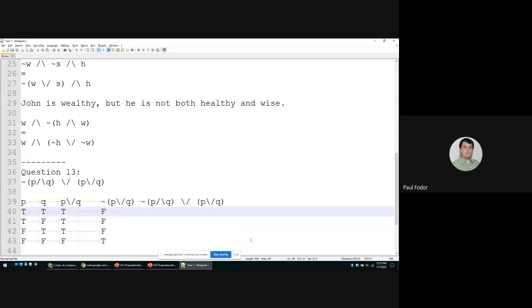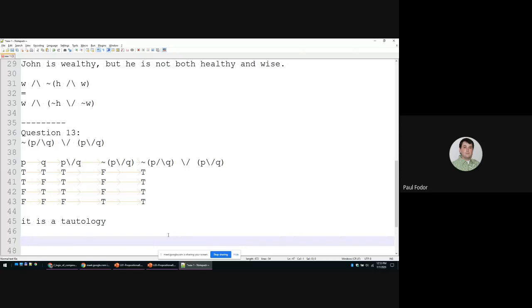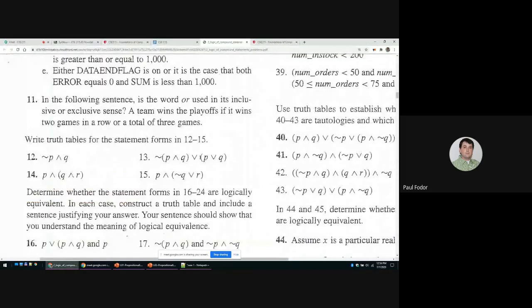And then we have the entire formula. Here we have the disjunction between this and this. So we have false or true is true, false or true is true, false or true is true, and true or false is true. So the formula that we just found is a tautology. Excellent. This is a tautology, by the way.